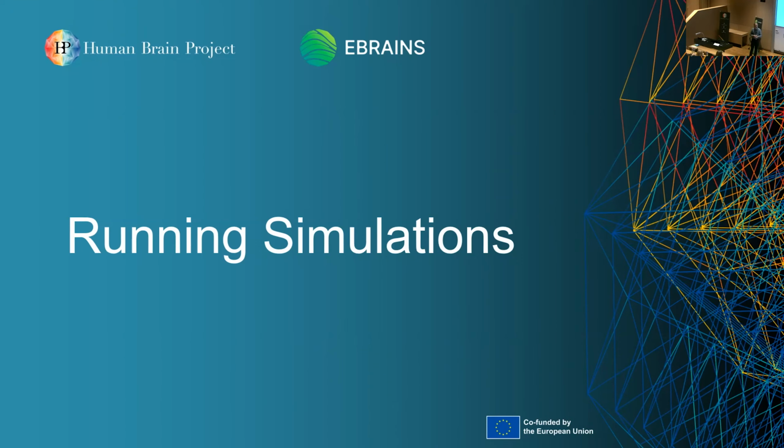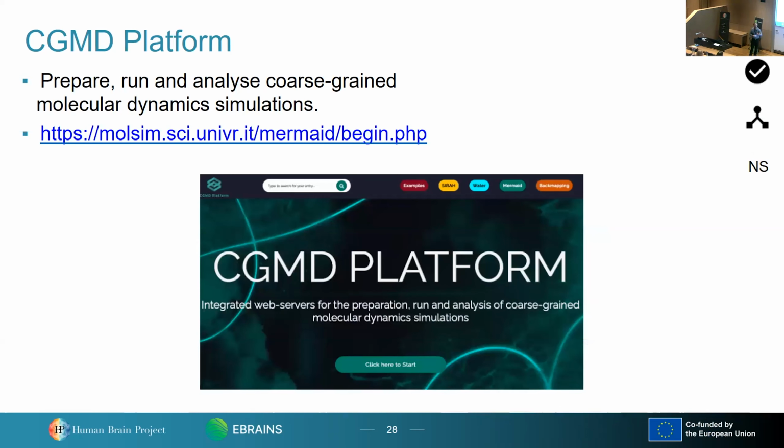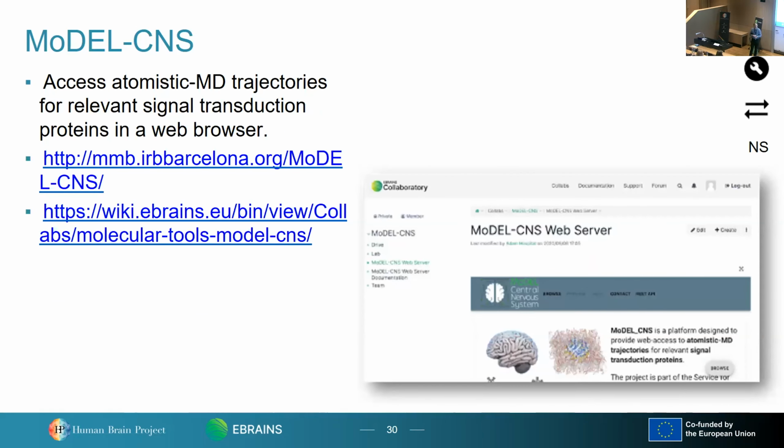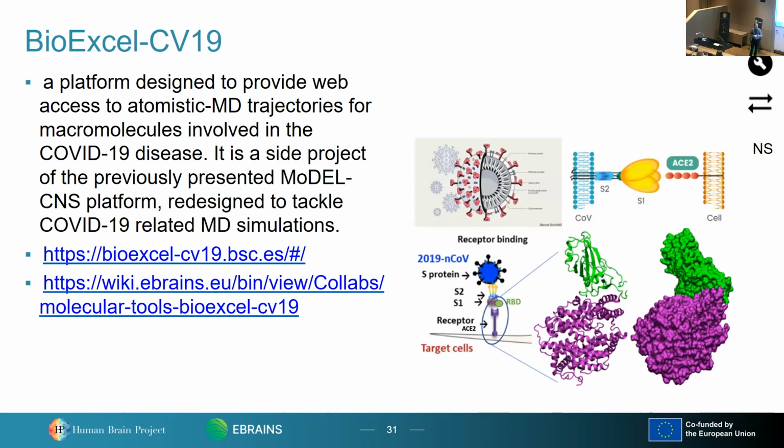For running simulations, we have many tools. At the nanoscale level, molecular dynamics simulations. This is an example where this work was used as part of the COVID-19 response to investigate the impact of COVID-19 on the nervous system.